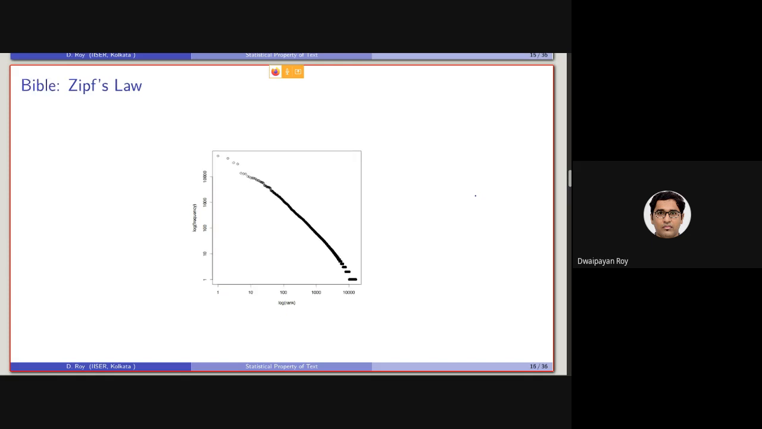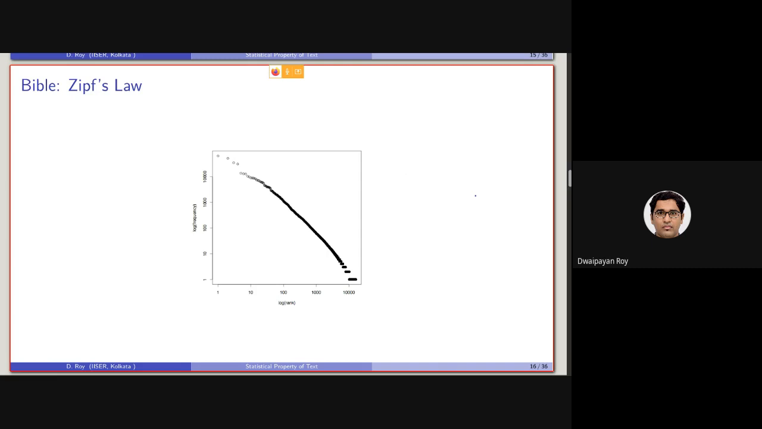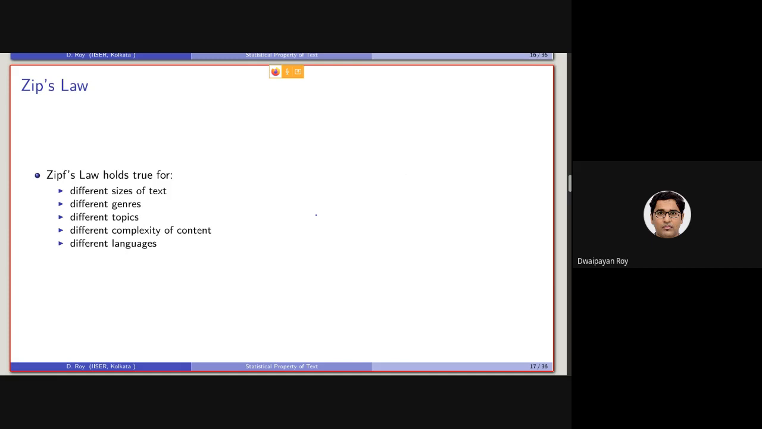Now, as I have said, this is true for all types of data as well. This is for the IMDb data set and this is for the Bible. If you have a large enough data set, you will be observing a similar kind of trend, a plot with slope roughly -1 will be observed for any type of data. It is also true for other languages as well. If we plot some other language such as Bangla or French or German, we will be observing a similar trend.